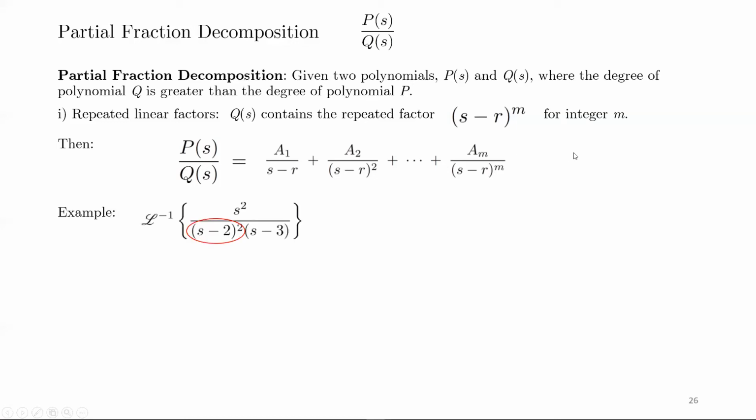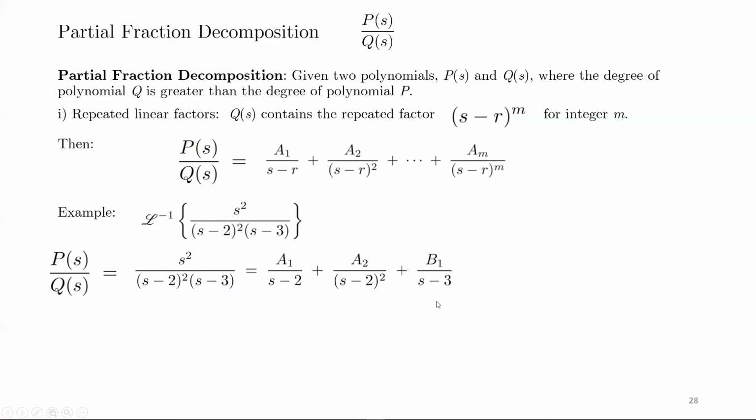So for example, if we have S squared over S minus 2 squared times S minus 3, we have a linear factor here. S minus 3 is a linear factor. But here we have a repeated linear factor. So S minus 2 is repeated 2 times, right? It's squared here. So we know that we can write P over Q, which is S squared over S minus 2 squared times S minus 3, as, okay, well this last term here, B1 over S minus 3, that's just our linear factor that comes from S minus 3, so it's nothing special. But the S minus 2 squared bit we can write as A1 over S minus 2 plus A2 over S minus 2 squared.